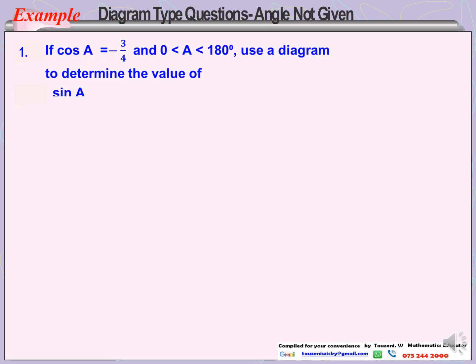I have a question here which says if cos A is equal to minus 3 over 4 and A is between 0 and 180 degrees, use a diagram to determine the value of sine A. This is a diagram type question which needs some basic calculations, and these are some of the questions in trigonometry that we think we can get full marks very easily because they don't take much time and they are not complex at all. So what do you do?